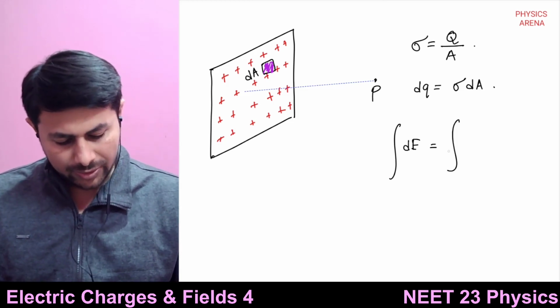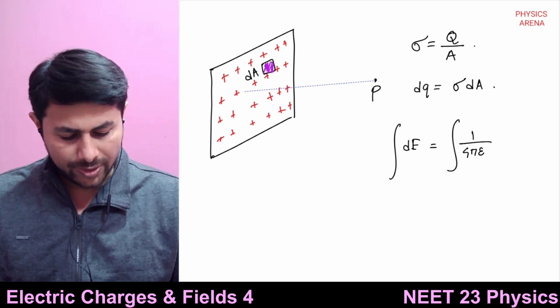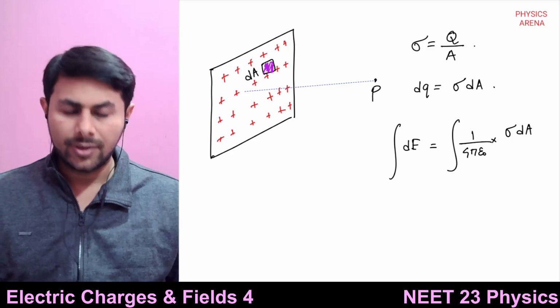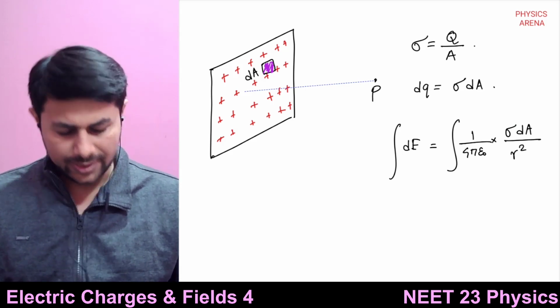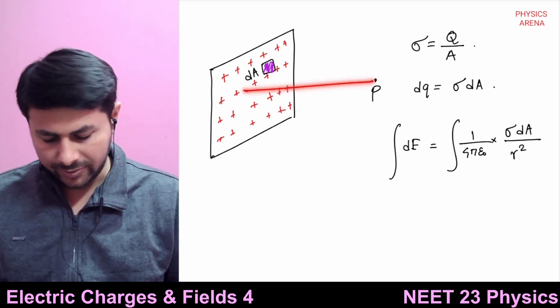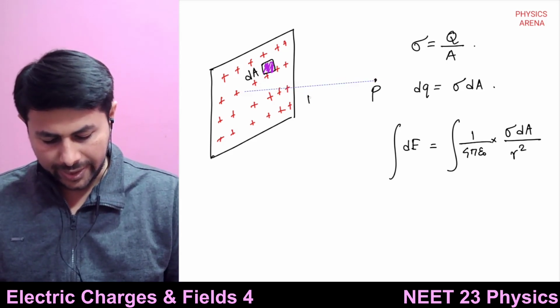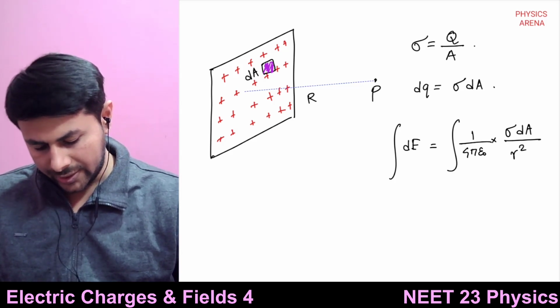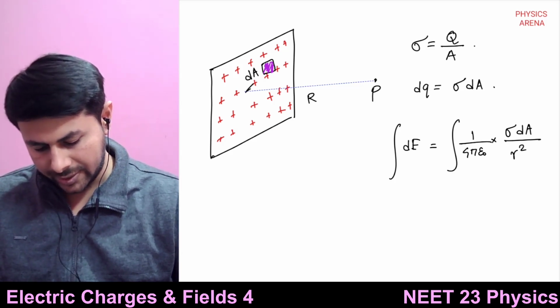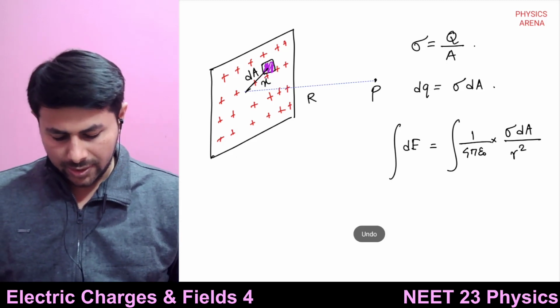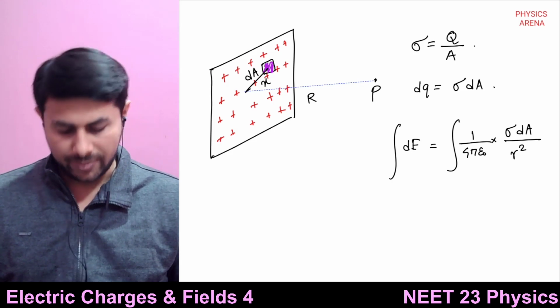That means you will have to integrate 1 upon 4 pi epsilon naught dq, which is sigma into dA, divided by r square, right? And that r square would be this distance square. You can call it x, or let's call it r. Okay, this distance square plus this distance square. This distance is suppose x. Now here, what are the variables?